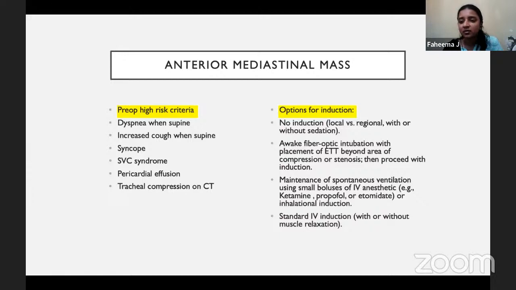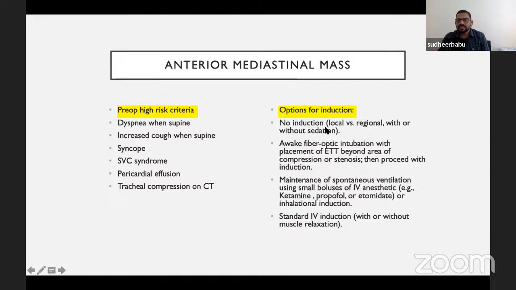So we have to initially secure IV lines, preferentially in the lower limbs. For intubation, first we have to do a fiber optic bronchoscopy and find the degree of obstruction of the airway, and after that we have to intubate the patient. We have to do awake intubation, either by direct laryngoscopy or fiber optic guided, and we have to place the tip of the tube distal to the site of obstruction. Okay, very good. So these are the high risk criteria for a patient with anterior mediastinal mass, like dyspnea in supine position, increasing cough in supine position, SVC syndrome, and significant tracheal compression on the CT scan.